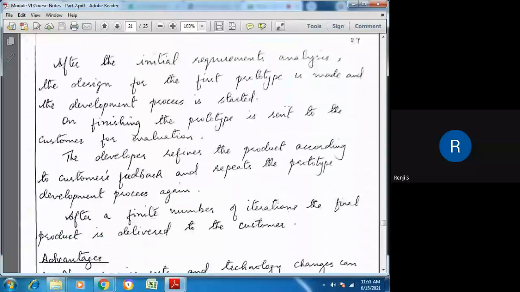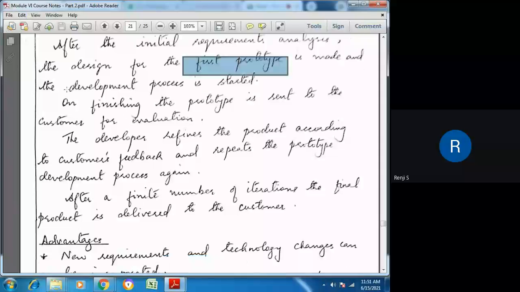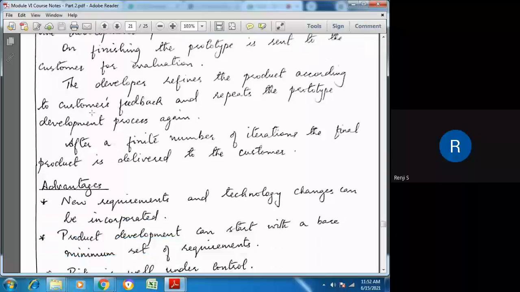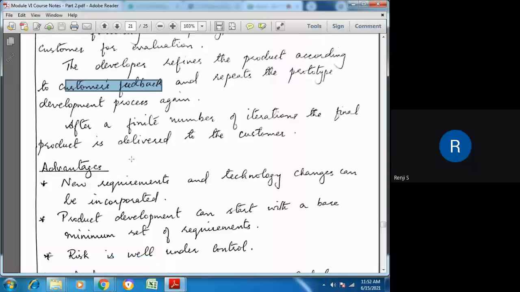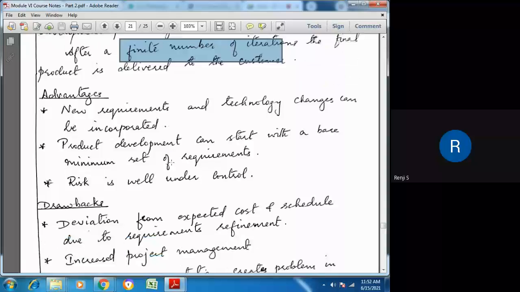That's written here. After the initial requirements analysis, the design for the first prototype is made and the development process is started. On finishing, the prototype is sent to the customer for evaluation. Then the developers refine the product, the next prototype is built and given for customer feedback, and the prototype development process repeats. After a finite number of iterations, the final product is delivered to the customer. So that is the prototyping model.